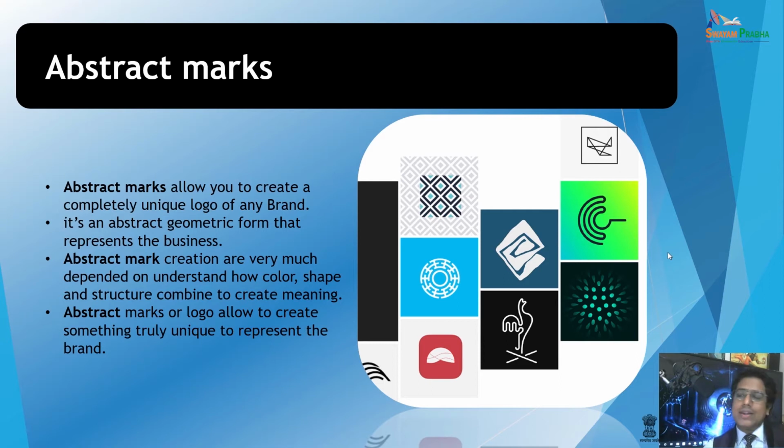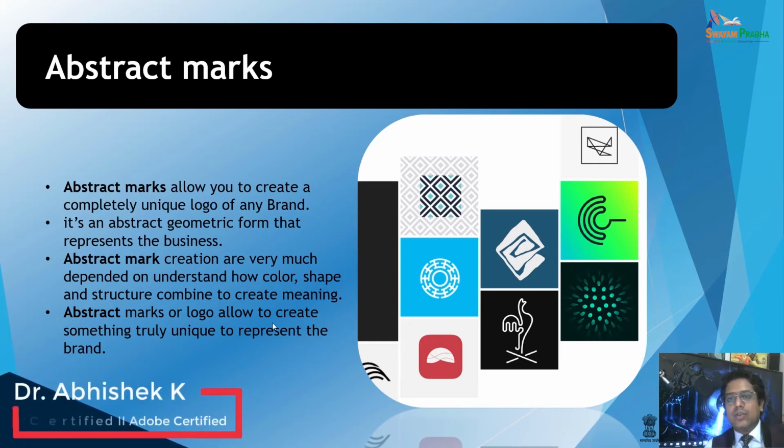Abstract mark. What exactly is an abstract mark? An abstract mark allows you to create a completely unique logo or brand. Specifically, with an abstract mark, sometimes we create heritage-based things or some unique identification, and whenever that is required, we commonly prefer the abstract mark, right? So here what I had mentioned is that an abstract mark is very much dependent on understanding how color, shape and structure combine to create a final meaning, right? An abstract mark logo allows you to create something truly unique and new that represents a brand.